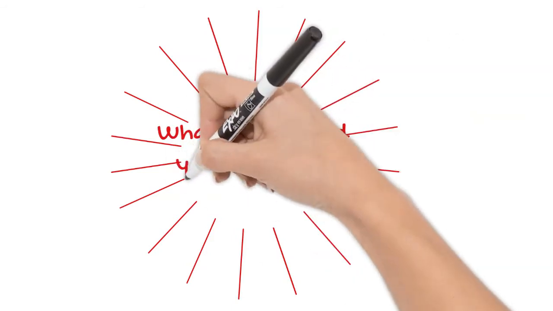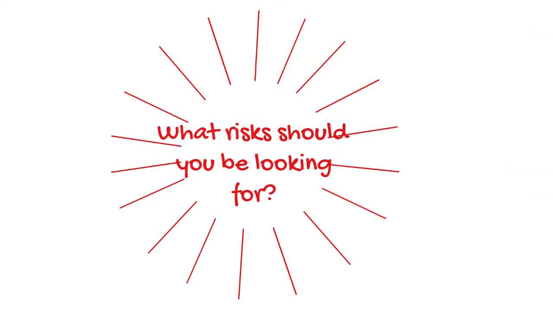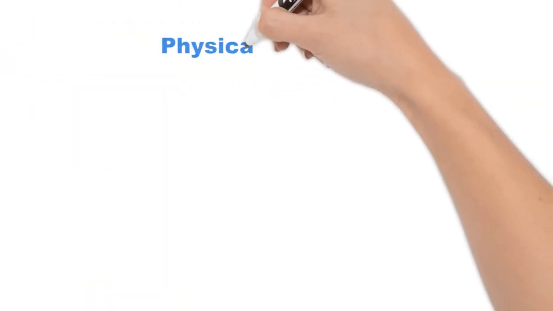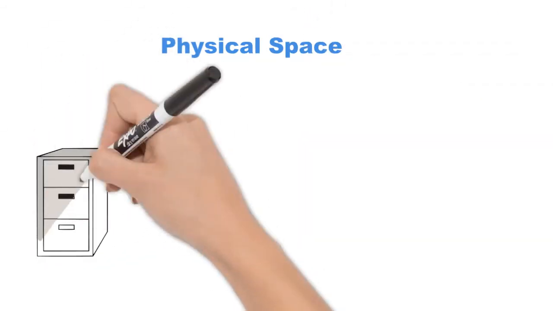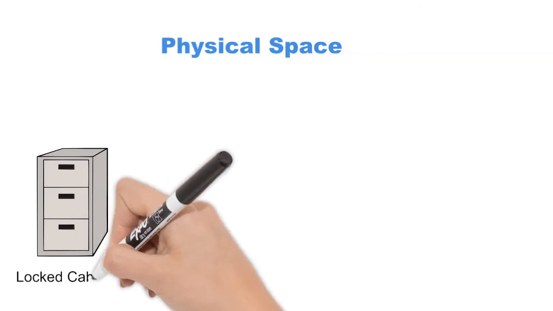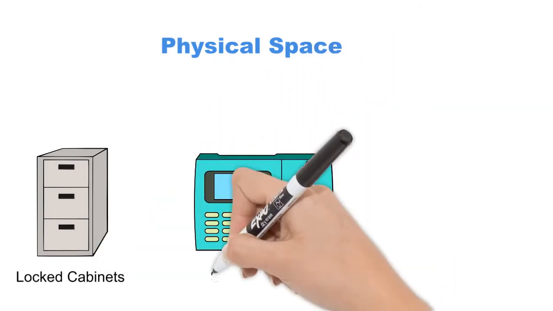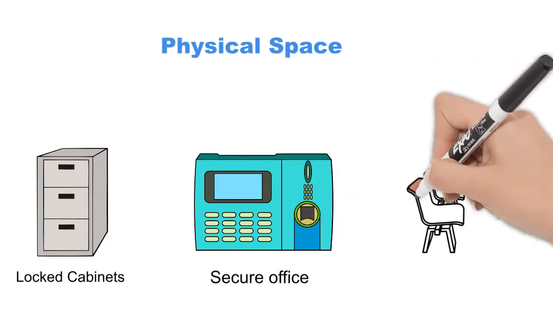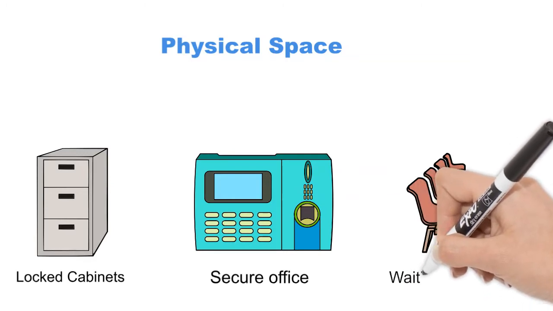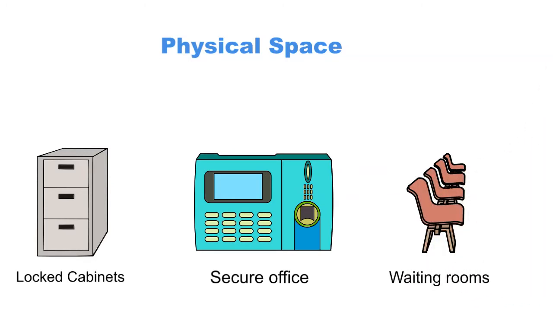All right, let's just go a little deeper into what you're looking at in your risk assessment. First thing you're going to look at is your physical space. Are your cabinets locked? Does your landlord have access to your office? Is your office secure? Is there a security system? Is your waiting room secure? Like, are people coming out and saying next client and mentioning a name?